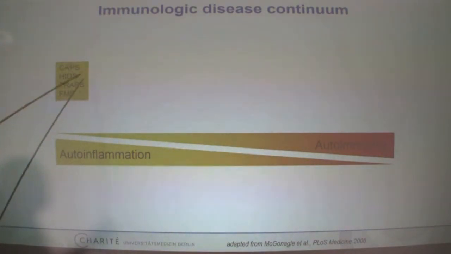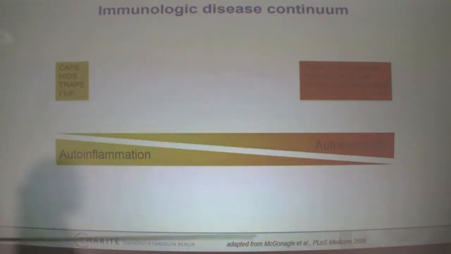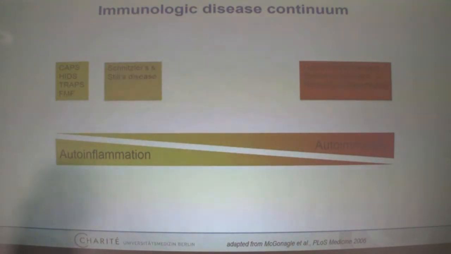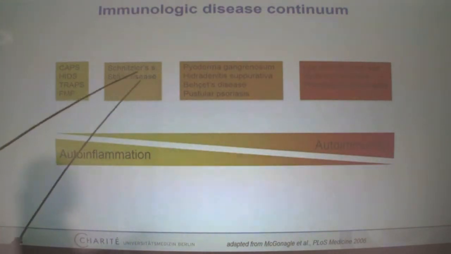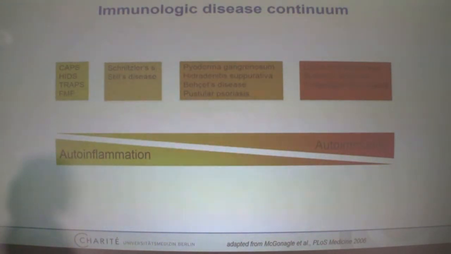This is, for example, CAPS, but also other hereditary fever syndromes like hyper-IgD syndrome, TNF receptor-associated syndrome, or familial Mediterranean fever. And on the other hand, you have classical autoimmune diseases like lupus, systemic sclerosis, or also pemphigoid diseases, which Sabine already mentioned. And then within this spectrum, we have diseases like Schnitzler syndrome and Still's disease, which have more symptoms of the innate immune system.